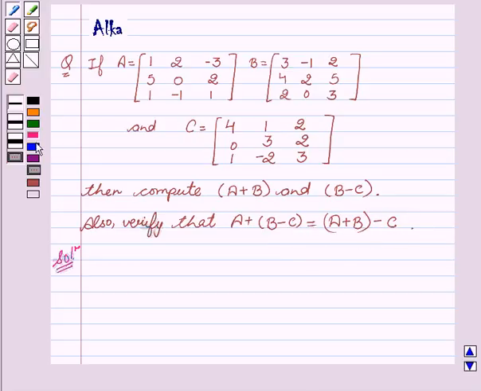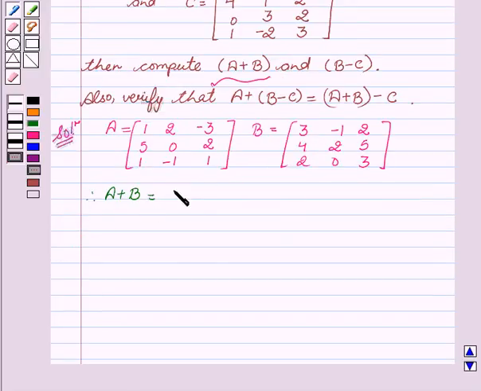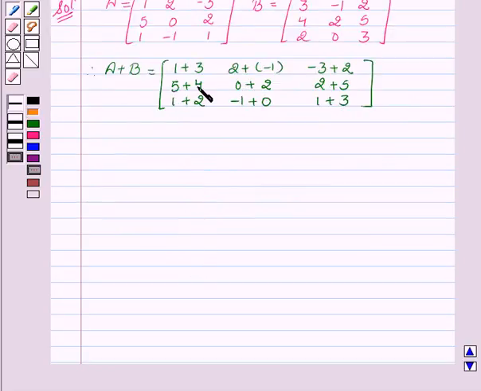Now, let's start with the solution. So, first of all, according to our question, we'll calculate the value of A plus B. A plus B equal to 1 plus 3, 2 plus minus 1, minus 3 plus 2. Similarly, we'll write for the second row and for third row. We get 5 plus 4, 0 plus 2, 2 plus 5, 1 plus 2, minus 1 plus 0, 1 plus 3. This can be written as 4, 1, minus 1, 9, 2, 7, 3, minus 1, 4.